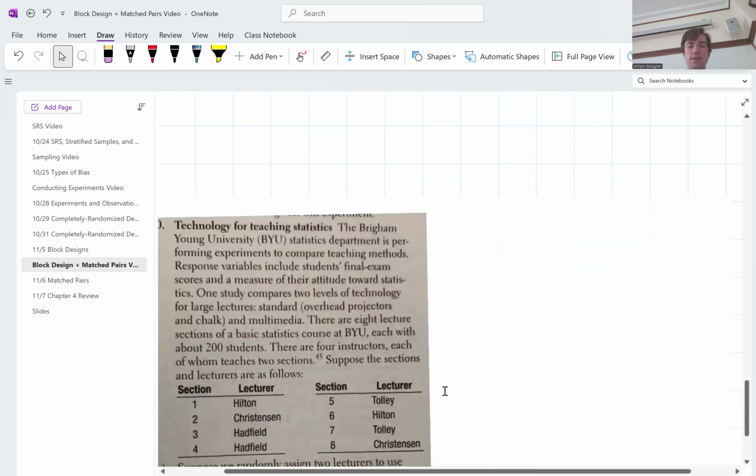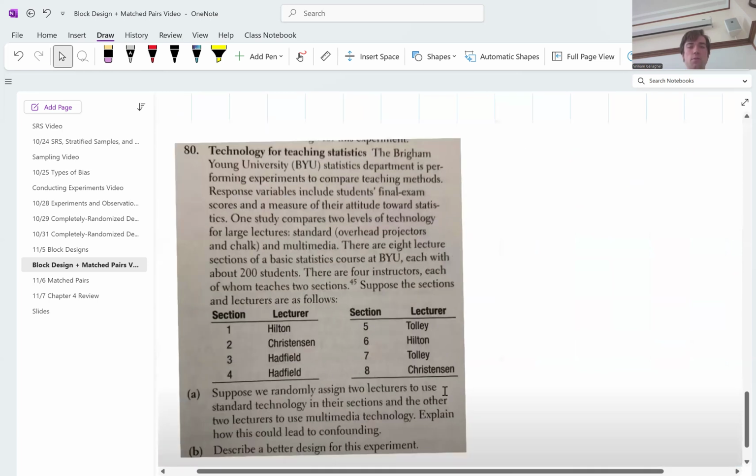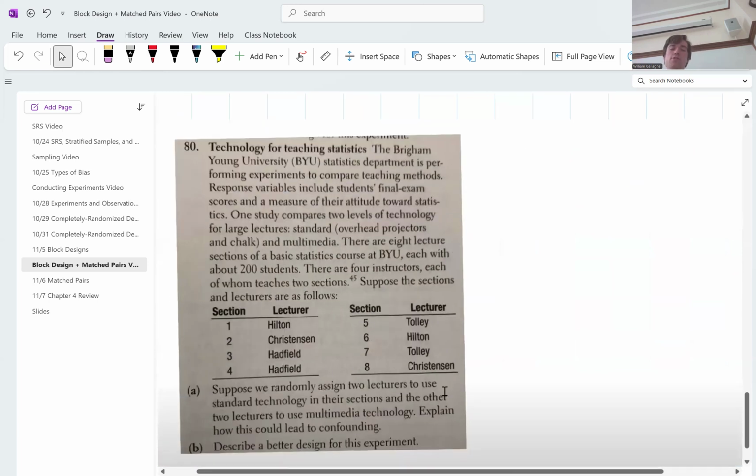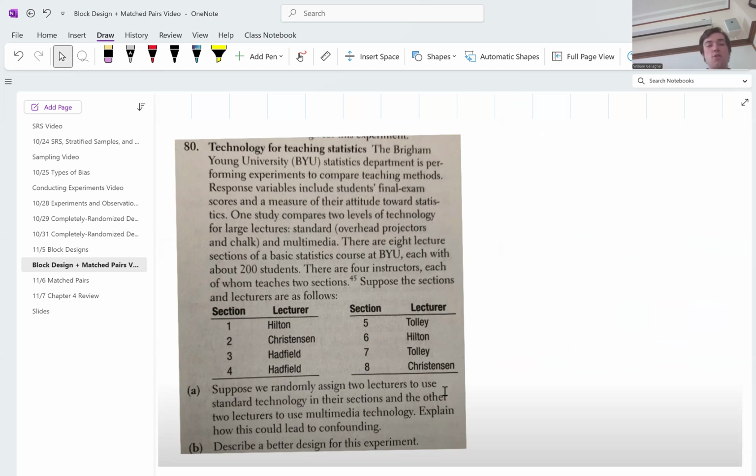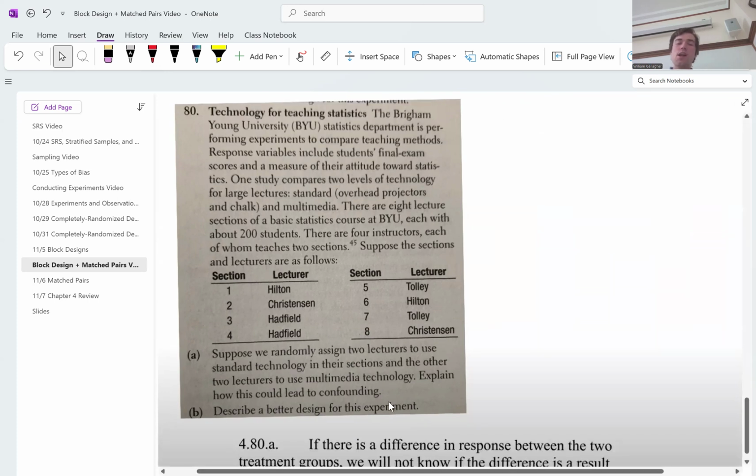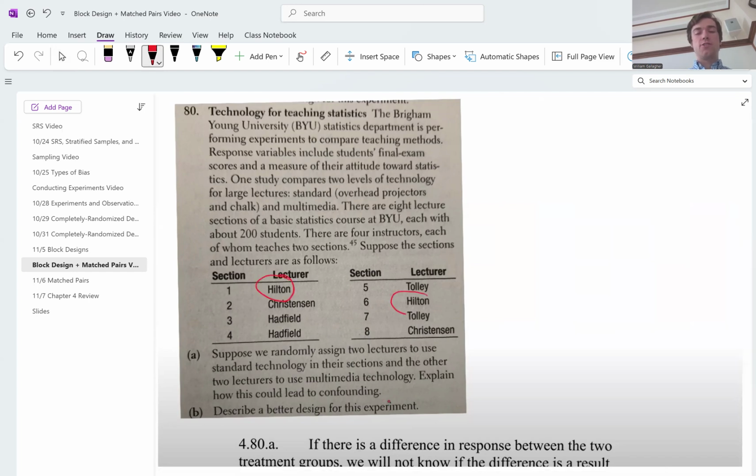And then finally here, somebody, and again, pause the video, write the question down. The BYU Stats Department is performing experiments to compare teaching methods. They're curious to know if the standard overhead projector and chalk is better or worse than multimedia. So in this case, we have 8 lecture sections. And if you take a look here, there's 8 sections, but interestingly enough, each professor teaches 2 classes.